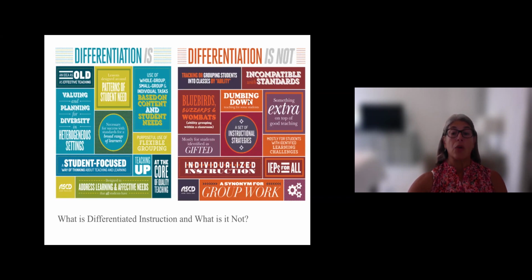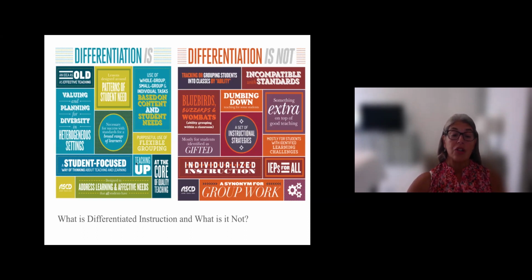It's not dumbing down. So some people say, oh, differentiated instruction, you're dumbing down the curriculum for some students. So here's the standards. I'm going to dumb down the standards for these kids because I don't think they can reach the standards. That is not what differentiated instruction is. What you're doing is you're looking at the standards and you're providing scaffolding for the students that are going to struggle to get to the standards. You're teaching up to the standards. You're not taking the standards and dumbing them down.